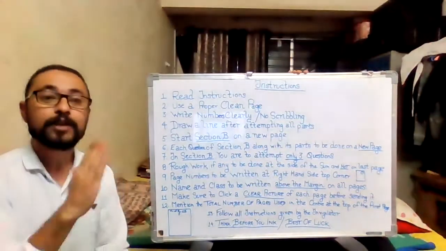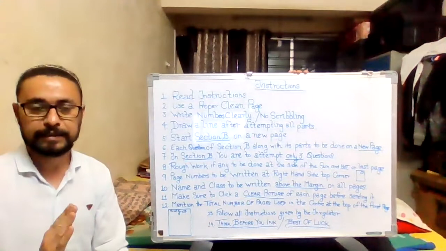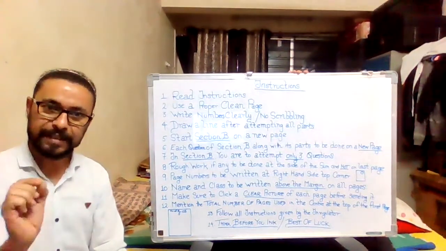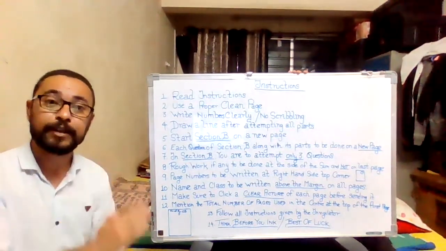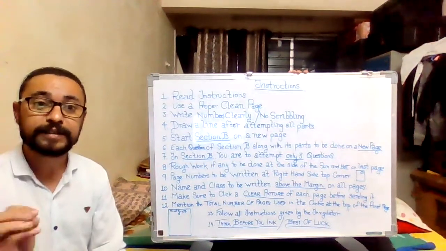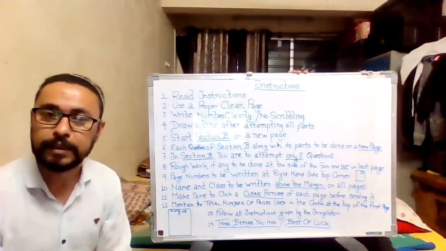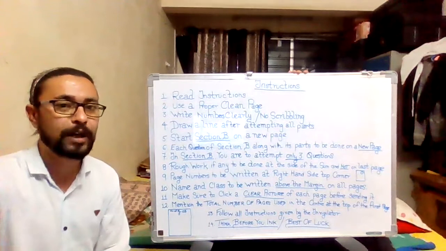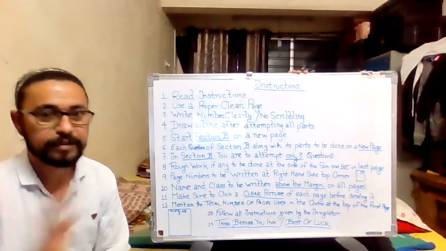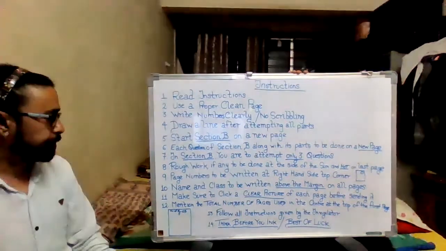For rough work, use a pencil. So at the side of the sum, with a pencil, do your rough work. Just at the side of the sum, the rough work that belongs to that particular sum. Don't do rough work all at the end on the last page. That will not be accepted.